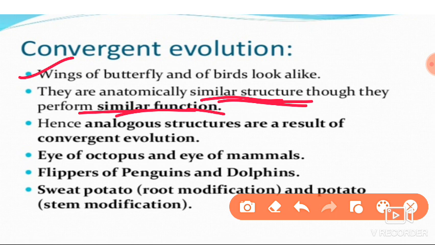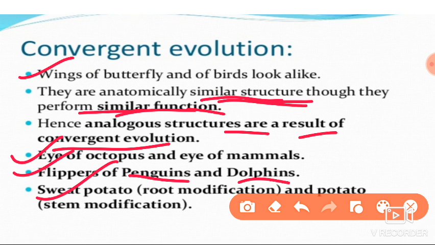Analogous structures are a result of convergent evolution. You can take the example of eyes of the octopus and eyes of mammals, flippers of the penguins and dolphins. Dolphins use their flippers for swimming, and penguins also use them for swimming. And potato and sweet potato are also examples of convergent evolution.